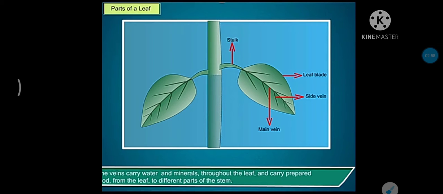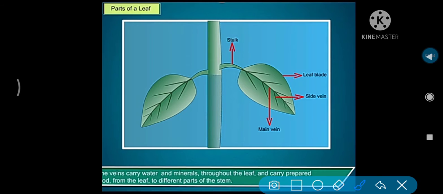Now let us discuss the different parts of a leaf. Children, this is known as the stalk. Stalk, S-T-A-L-K. Here L is silent. Okay, so we pronounce it as stalk. Stalk joins the leaves to the stem of the plant. This is known as leaf blade. Now what is leaf blade? Leaf blade is the flat part or the broad part of a leaf. Leaf blade is also known as lamina.